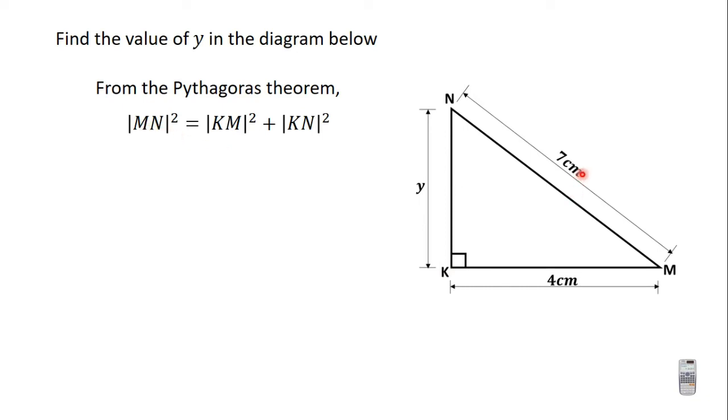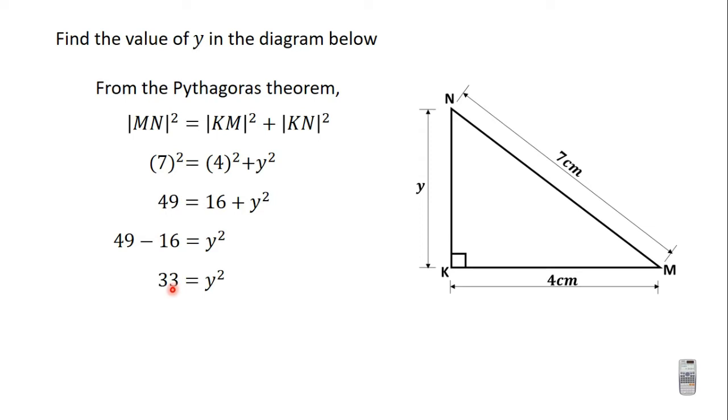MN is 7 centimeters, we know that. So 7 squared is equal to KM from the diagram, which is 4 centimeters, so 4 squared, plus KN is y, so y squared. That is what we are looking for. So here we group like terms. 7 squared will give us 49, 4 squared will give us 16, so plus y squared. You group like terms, you get 49 minus 16 is equal to y squared. So we have 33 is equal to y squared. We take square roots of both sides, and y is equal to 5.74 centimeters. So using the Pythagoras theorem, we have been able to find the value of y to be 5.74 centimeters.